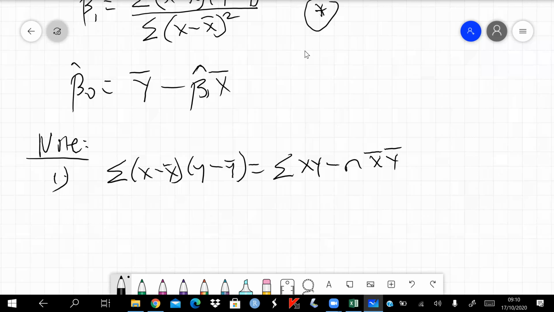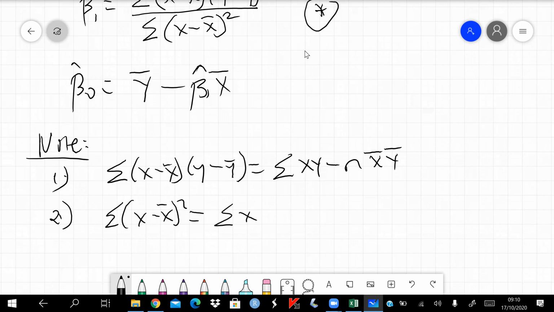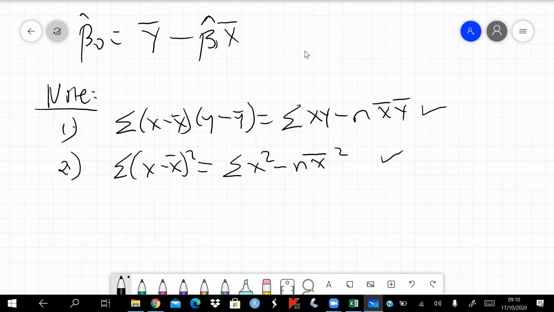Then number 2 is that the denominator can be rewritten as the summation of x squared minus n x bar squared. Remember, here it is only the x bar which is squared. That should be clear. So you can use these expressions to make your work a little bit easier when doing the computations.